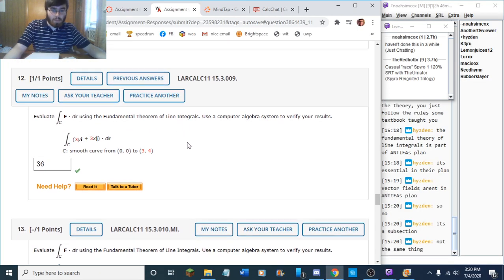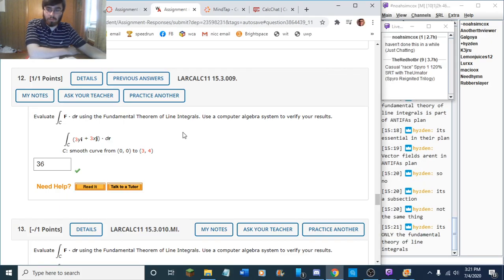But you're just saying that the fundamental theorem of line integrals... What else is part of Antifa's plan that I've been blindly following? In my calculus classes, this is calculus 3. Is it only the fundamental theorem of line integrals, or is it something else too? Like, just the fundamental theorem of calculus? There's all kinds of theorems in this class. That's just one of the many theorems that I've learned. It's only the fundamental theorem of line integrals.